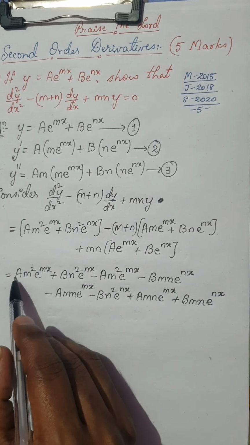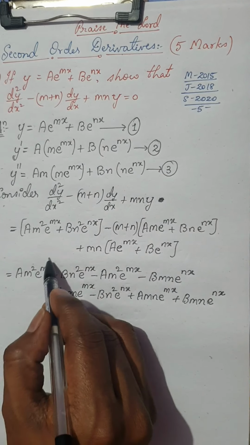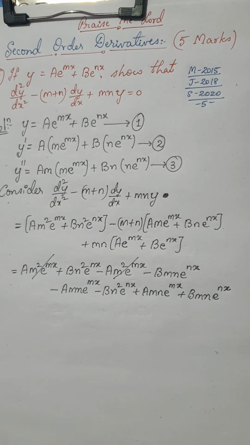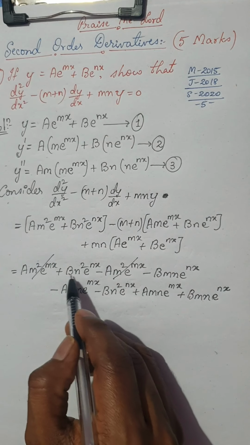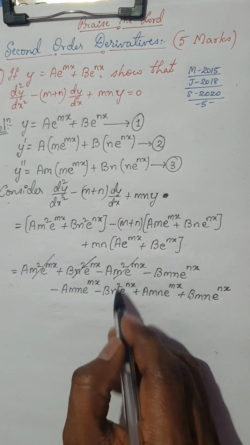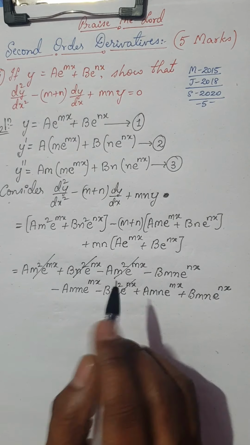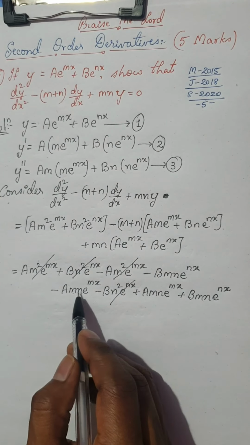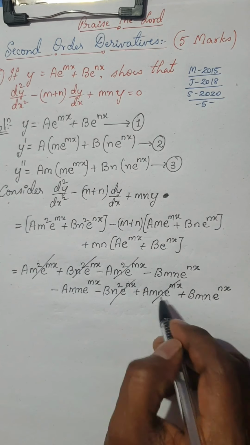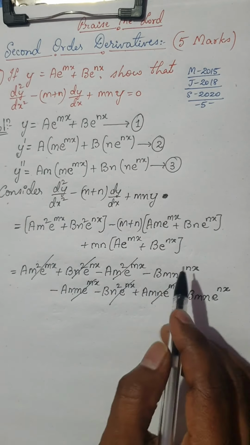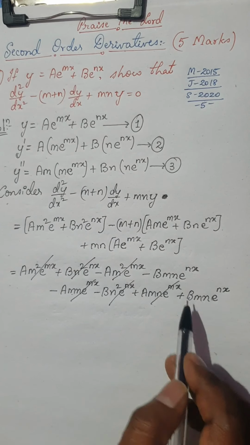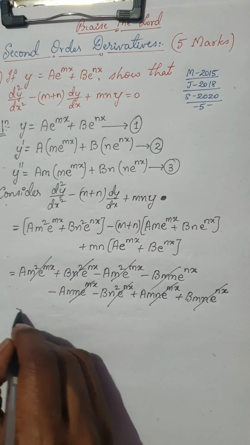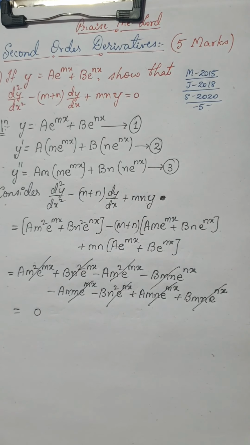Now look here, plus a m square into e power mx minus a m square into e power mx will be cancelled. Next here I have plus b n square e power nx minus b n square e power nx again got cancelled. Now plus a mn into e power mx minus a mn into e power mx will be cancelled, and minus b mn into e power nx plus b mn into e power nx, entire terms are cancelled. So I'm going to get it as 0.